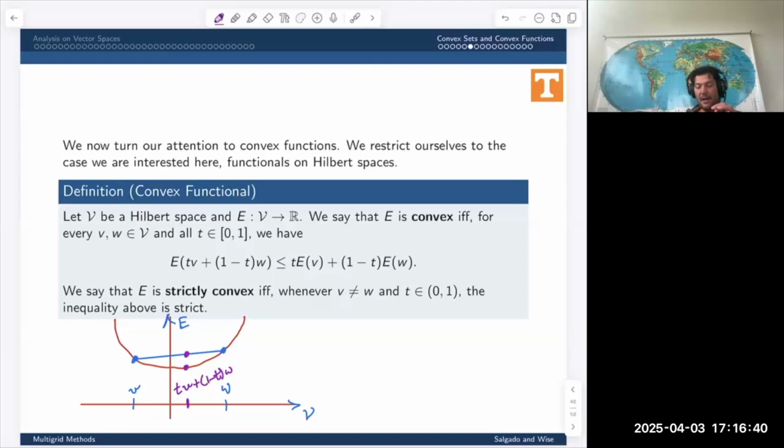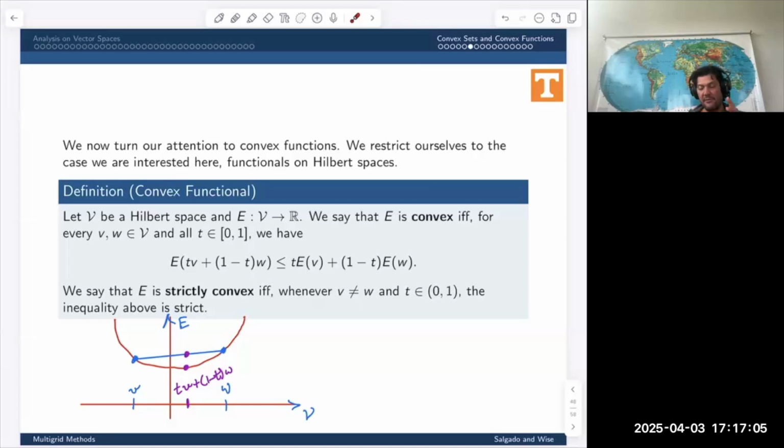So the question is, for all such points where t is between 0 and 1, is the point on the secant line strictly above the point on the curve? And the answer is yes. For a function which looks like this, it's always the case. And so in this case, we say that the function is going to be strictly convex.